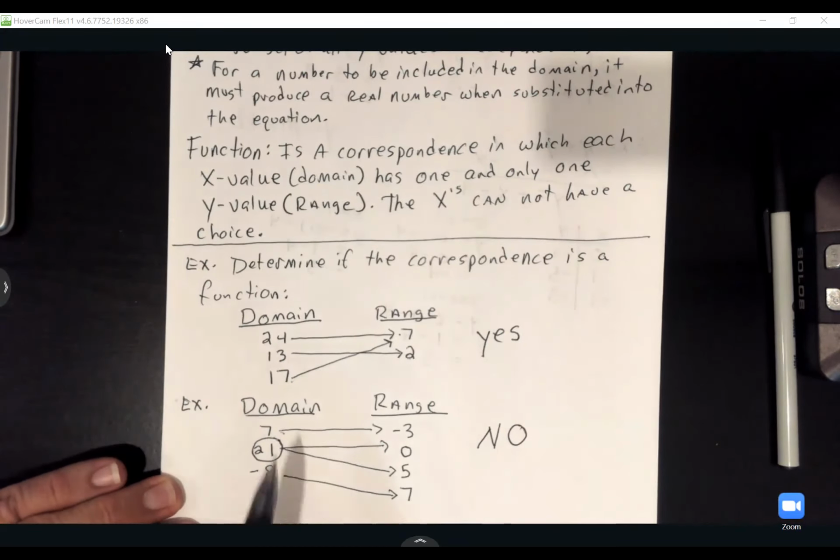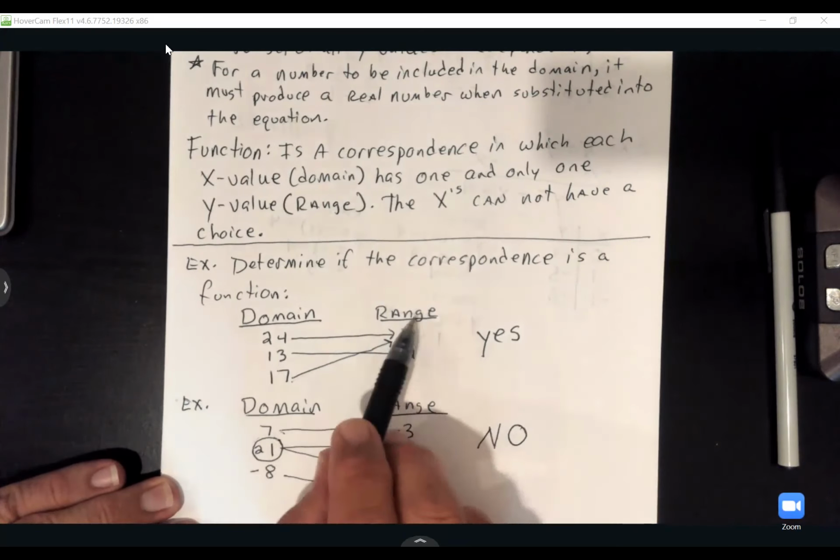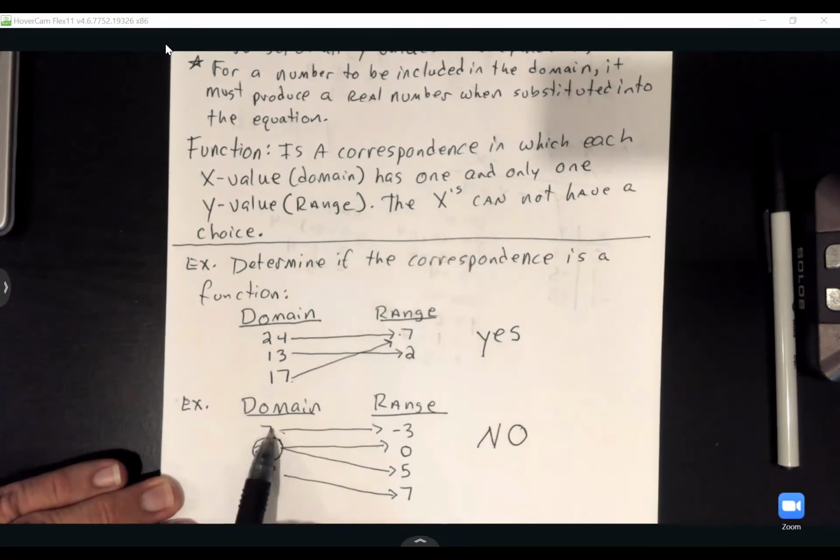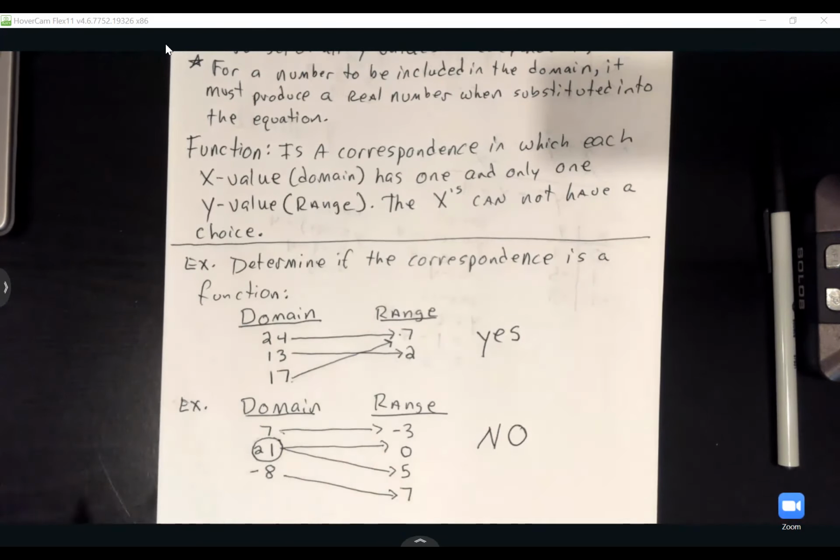So remember, focus on the domain values, not the range. And look at your domain values and make sure they're only plotting to one range value, okay? Because if they plot to more than one like that 21 did, then it's definitely a no.